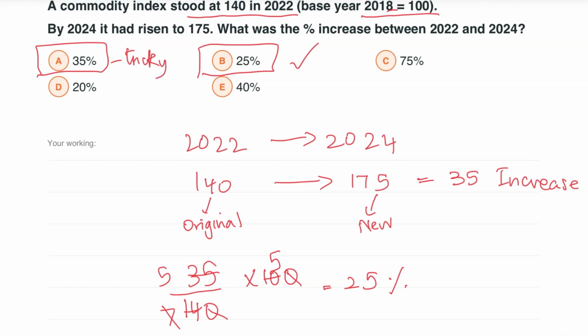the index point gap as the percentage, or you divide it by the base 100, and you ignore 100, you ignore the base here, remember, and you divide by 140, but if you don't, you might get 35%. It's important to understand where you're actually getting the difference and show it systematically to avoid making mistakes.